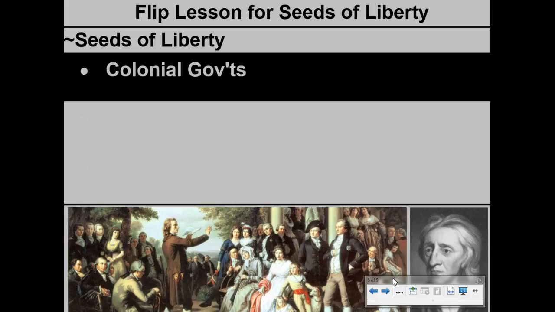We've talked about charters and how every colonial charter guaranteed that you would have the traditional rights of Englishmen in the colonies. The promise that you would have these traditional rights of Englishmen would be the foundation for our rights in the United States and a big cause of the American Revolution.